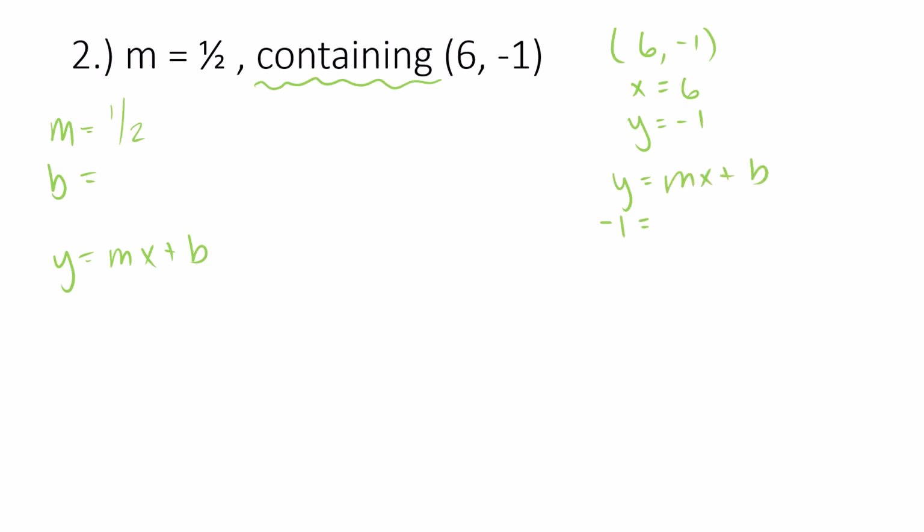So y is -1. Our slope is 1/2. Our x value is 6. And we're going to use that to figure out what the b is. 1/2 of 6 is 3. You could think of that as 1/2 times 6, or 1/2 of 6, or 6 divided by 2, all different ways that you could look at that. And that is a 3. And then we'll subtract 3 from both sides. -1 minus 3 is -4. And now I have my b value, and I can write the equation of my line. y equals 1/2 x minus 4.